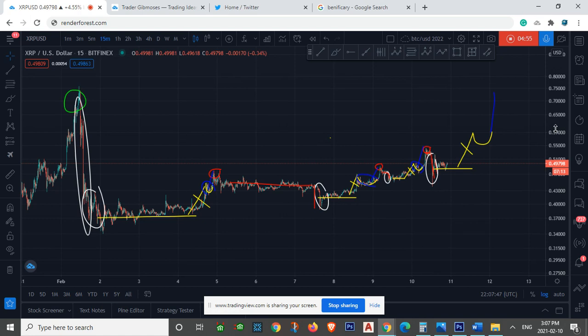Or we're actually going to confirm it, okay? So that's what I'm expecting fractile wise. It's telling me that we're going to go up, okay? How far up? Let's just confirm with our Elliott waves.